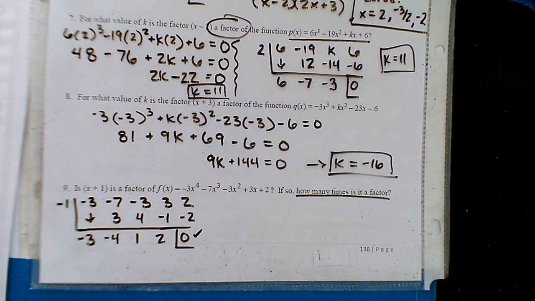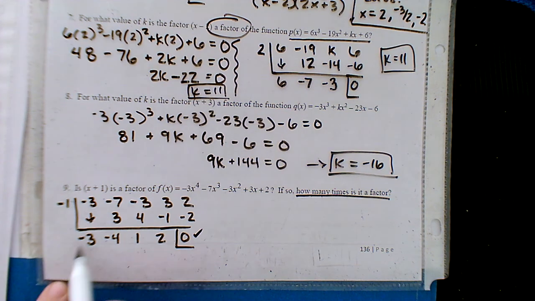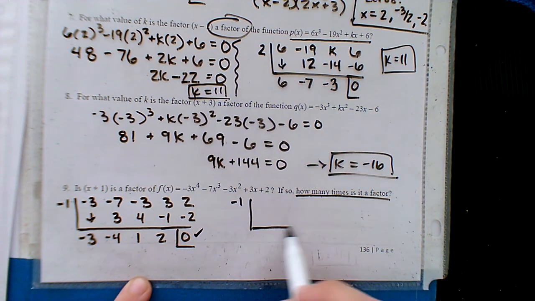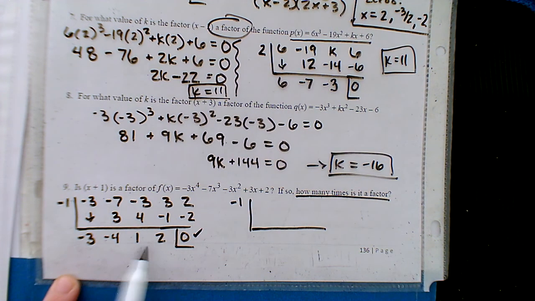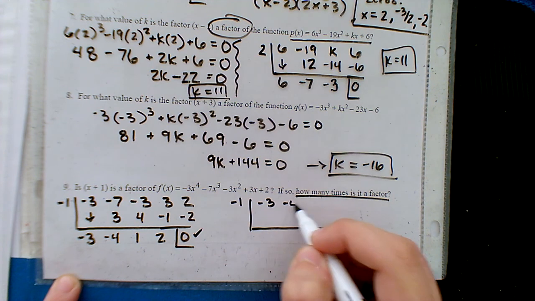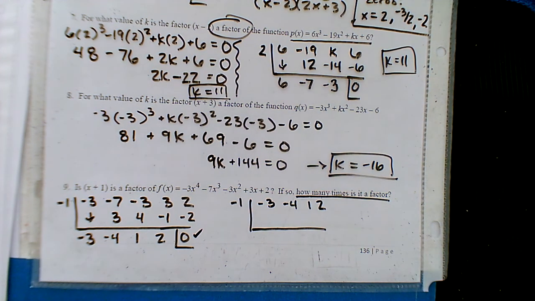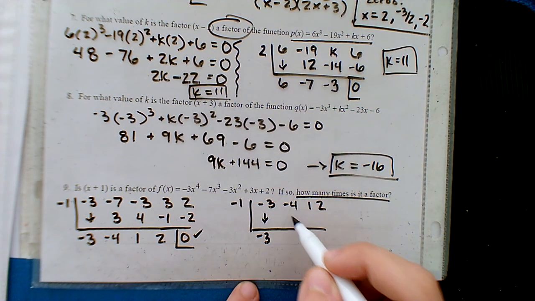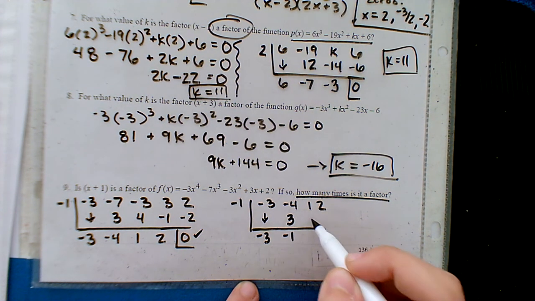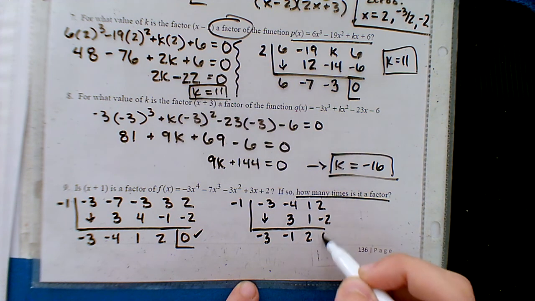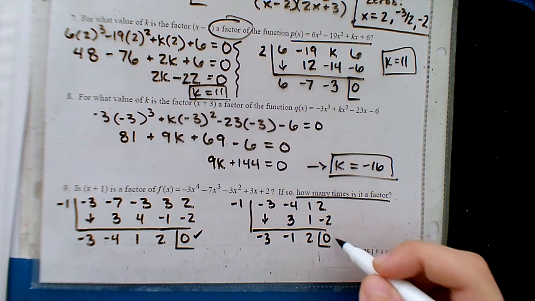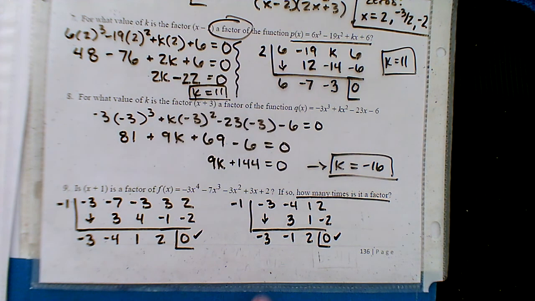How can we test it to see if it goes in evenly again? Okay, well, I'm going to run out of room, so you can keep going. But what are we going to use as our new coefficients? -3, -4, 1, and 2. We're going to see if it goes in evenly into the quotient this time. Drop the first number and go again. Is it a factor again? Yes. So we're at least twice. Let's see if we can go again.